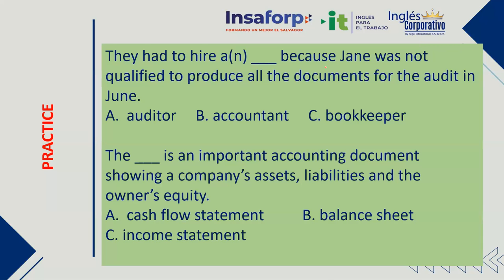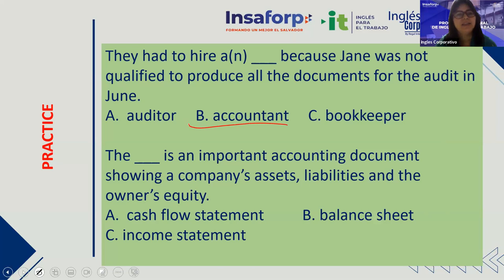In number one, accountant and bookkeeper is similar. Mm-hmm. But remember that the bookkeeper is a junior, right? He doesn't need to have experience, or he doesn't need either to have a bachelor degree. Can be a high school student, right? Okay. So it's accountant, letter B. They had to hire an accountant. Exactly. Jane is a bookkeeper, right? So she was not qualified. Okay. Then they needed an accountant to help Jane.